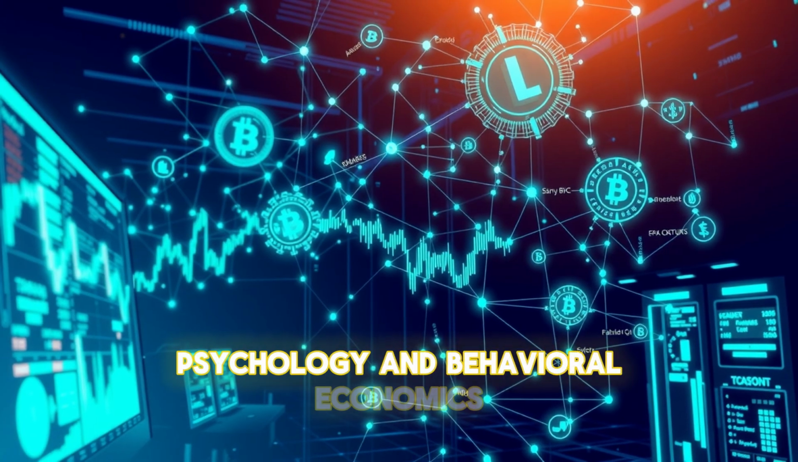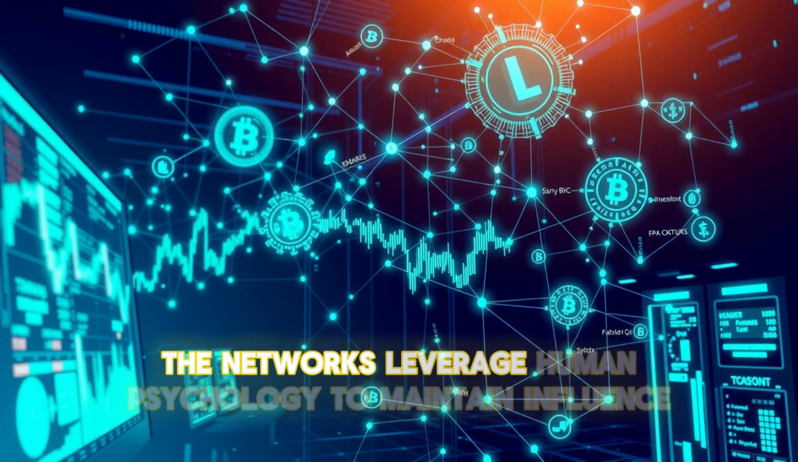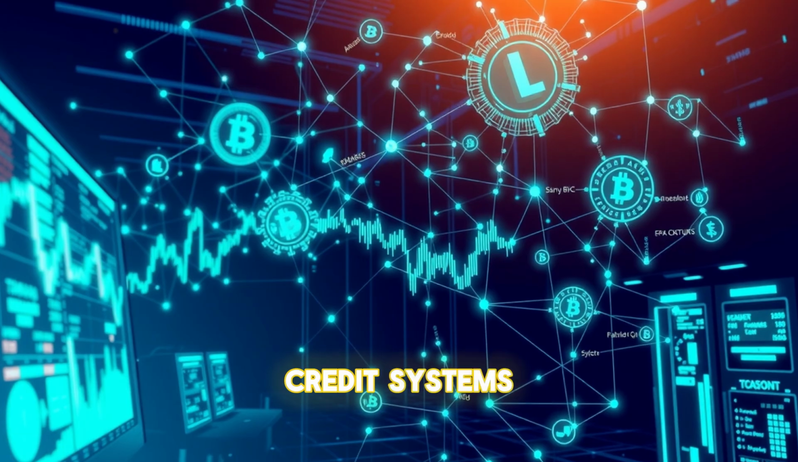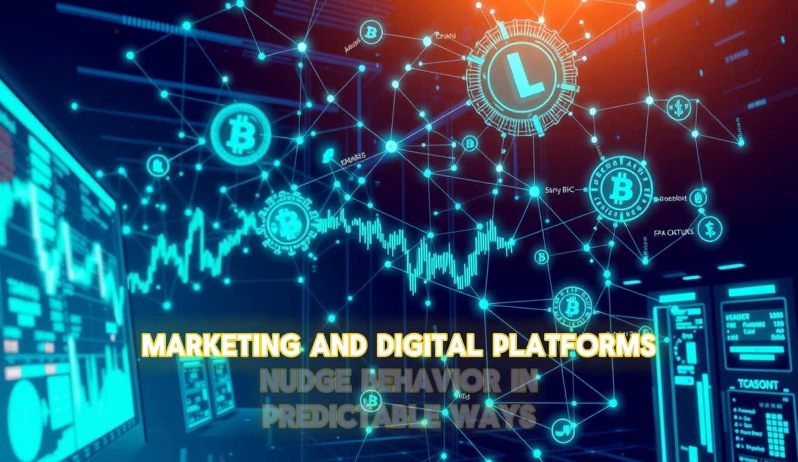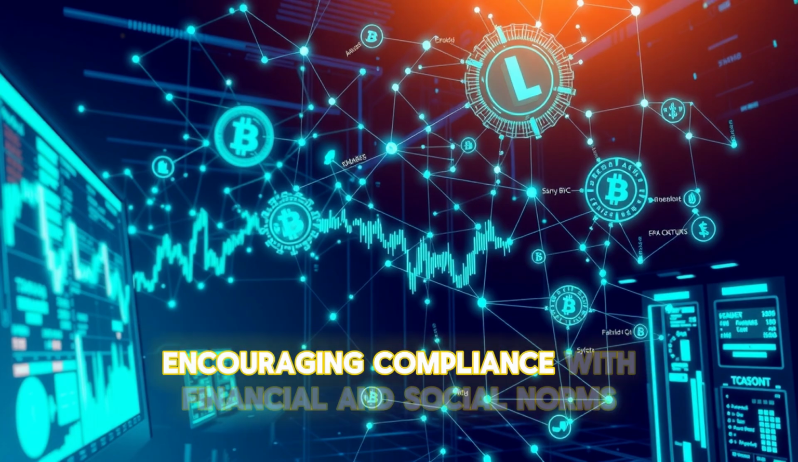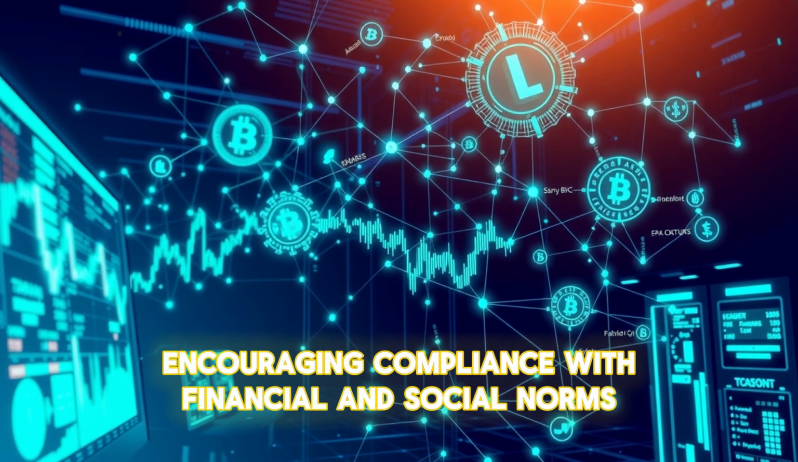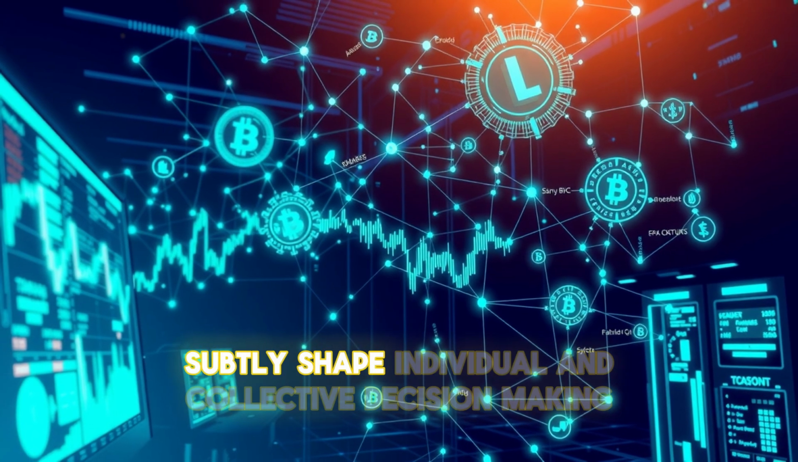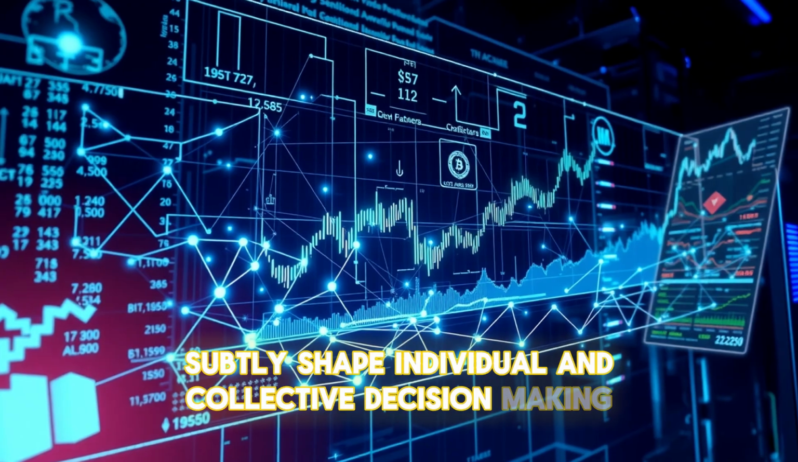Psychology and behavioral economics. The networks leverage human psychology to maintain influence. Credit systems, marketing, and digital platforms nudge behavior in predictable ways, encouraging compliance with financial and social norms. Debt, scarcity, and incentive structures subtly shape individual and collective decision-making.